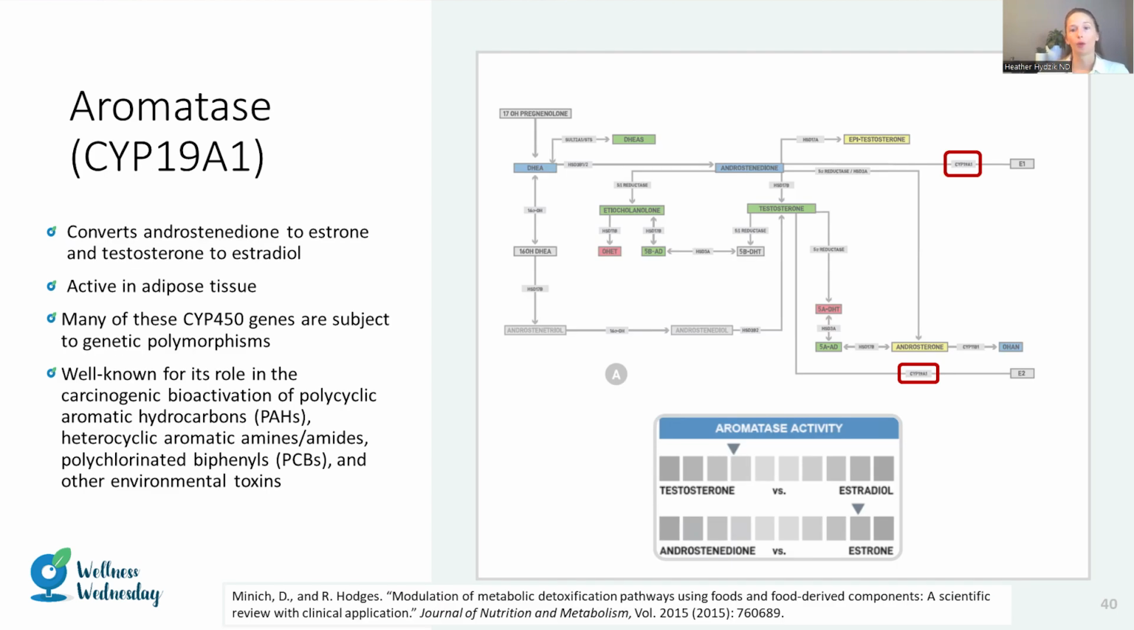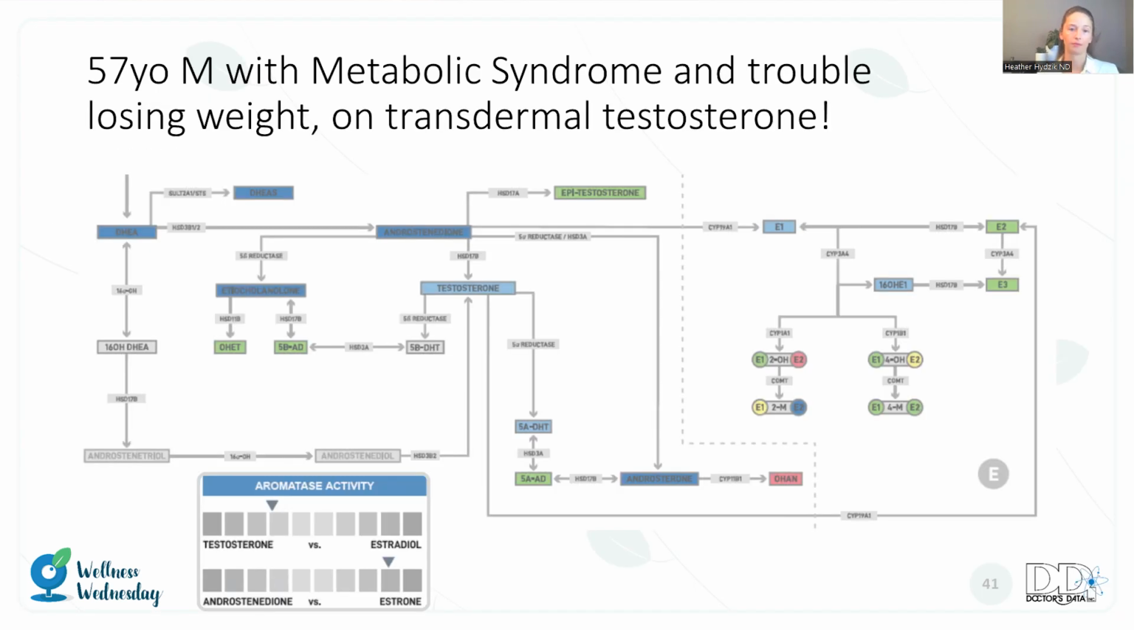Aromatase is also called CYP19A1. It converts androstenedione to estrone and then also testosterone to estradiol. So I circled where it is on this hormone cascade. It's active in the adipose tissue, and it can be involved in carcinogenic activation of environmental toxins. Oh no. So here is another example report.